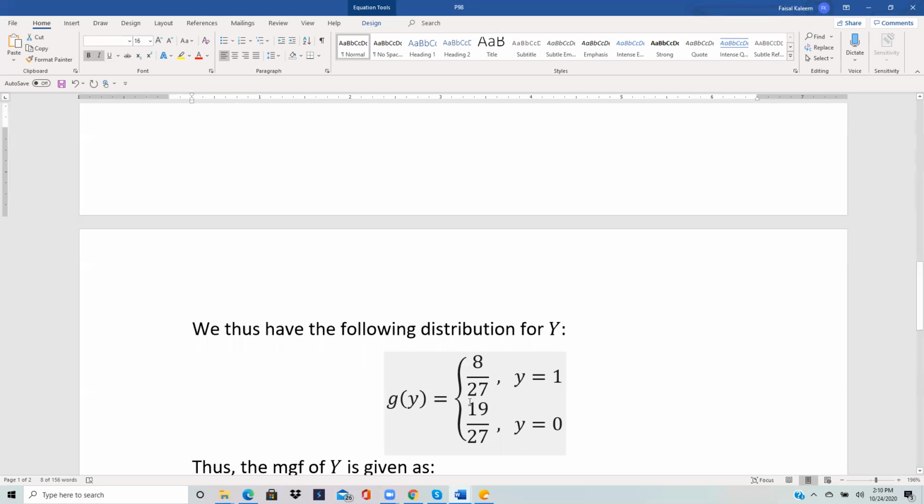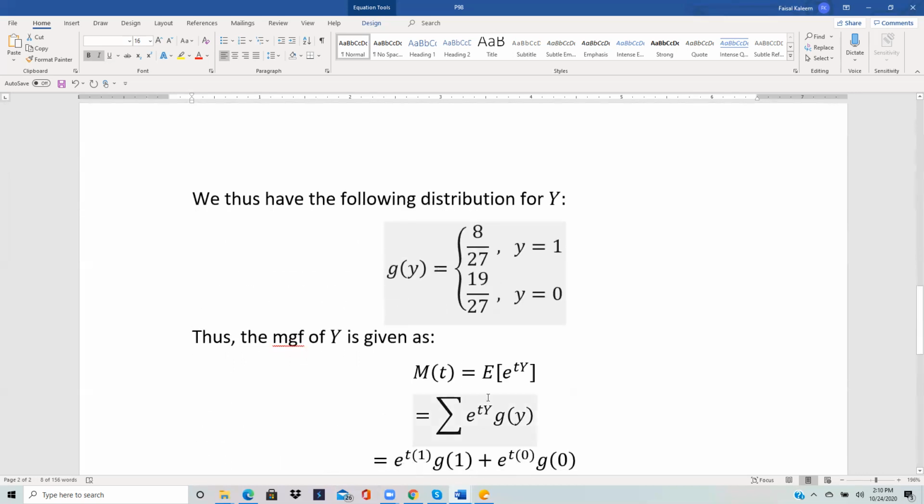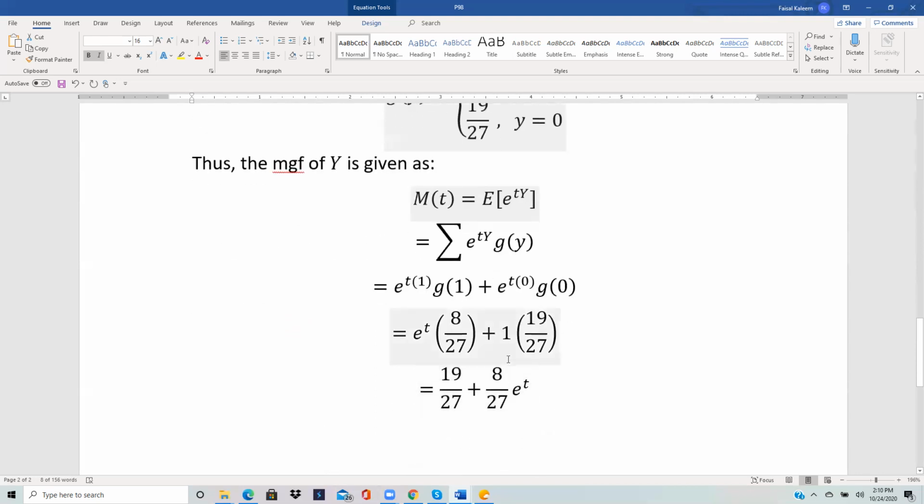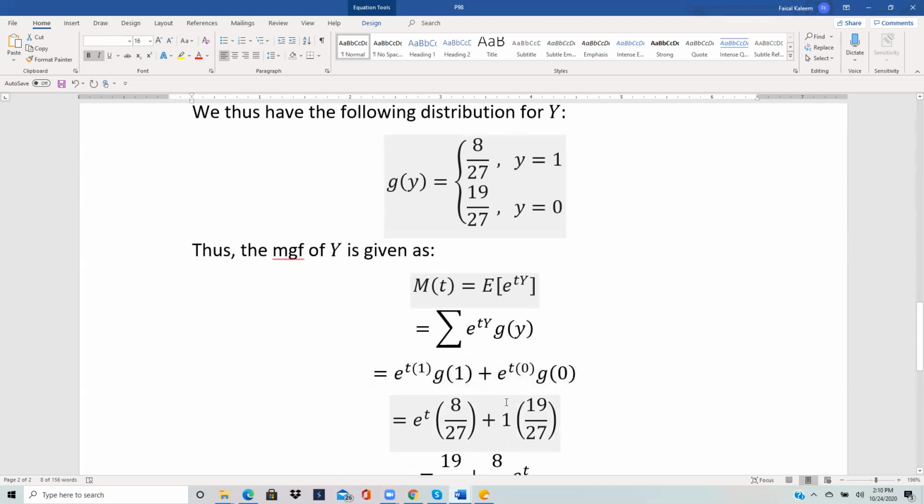So now that we have the PMF of y, we are ready to find the MGF. Remember, MGF is the expected value of e to the power ty, and since this is a discrete variable, it'd be the summation over y of e to the power ty times g(y). That's the definition of expected value. The only two values of y which contribute are 0 and 1. So when y is 1, you get e^t times 1, g of 1, and when y is 0, you get e^(t times 0), g of 0.